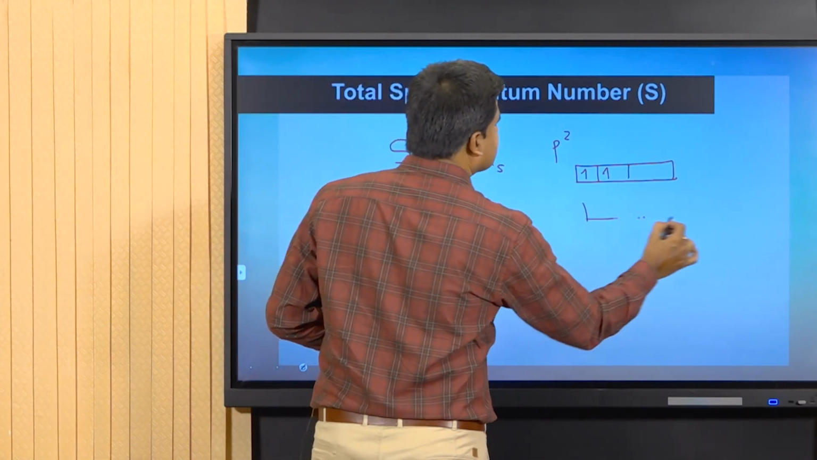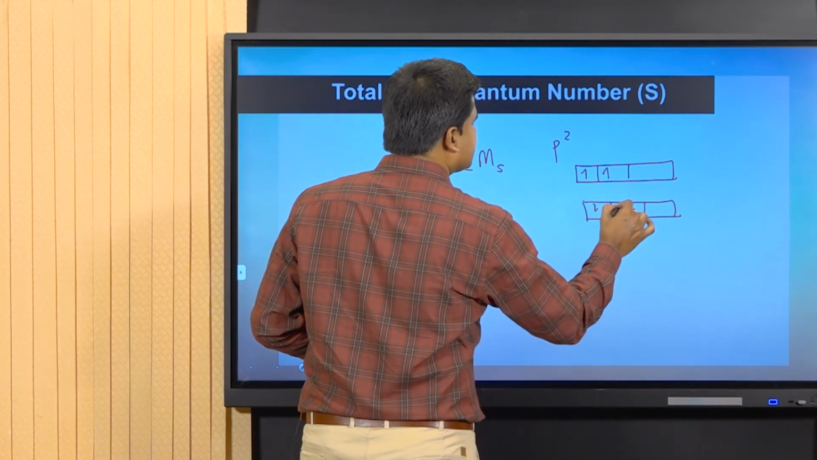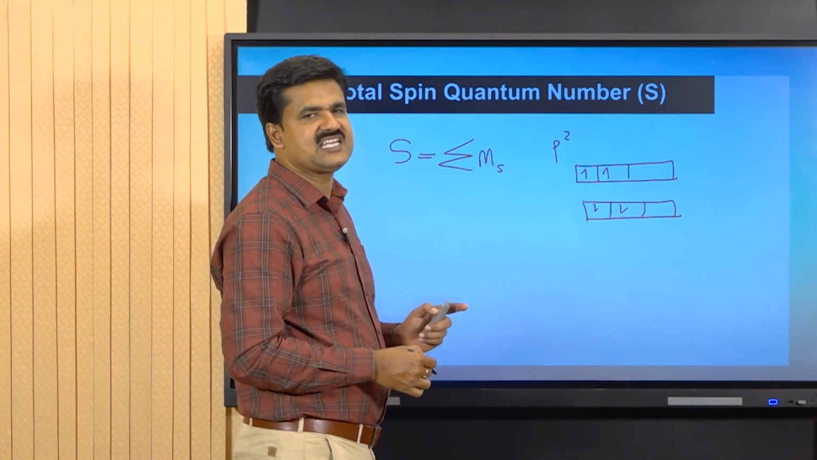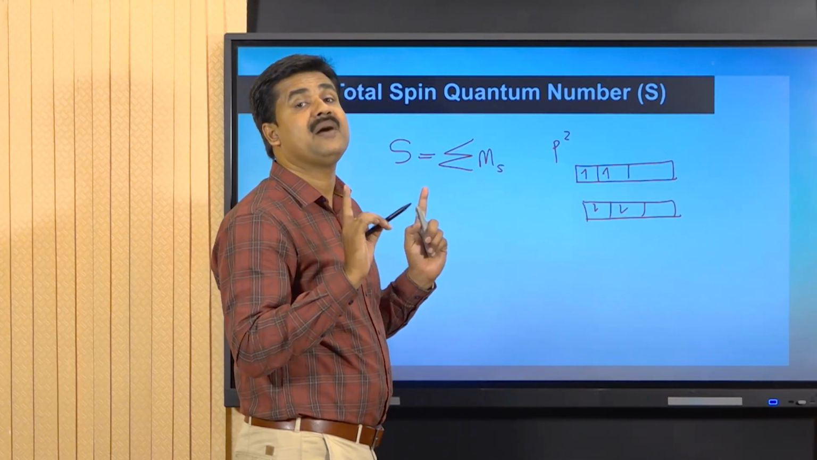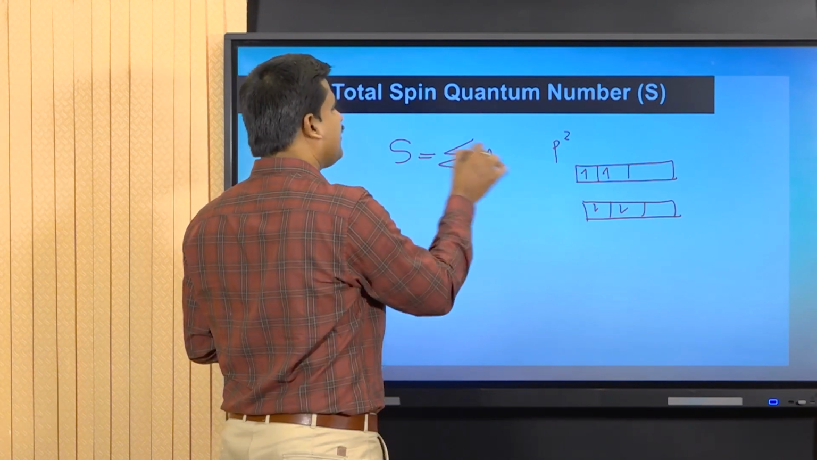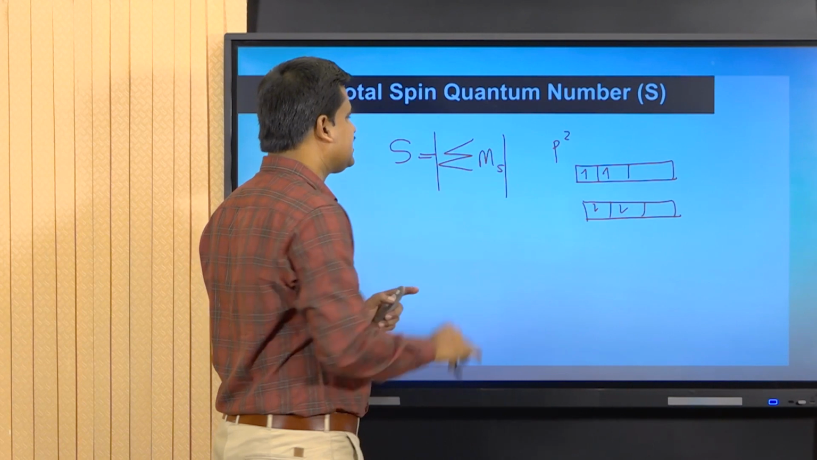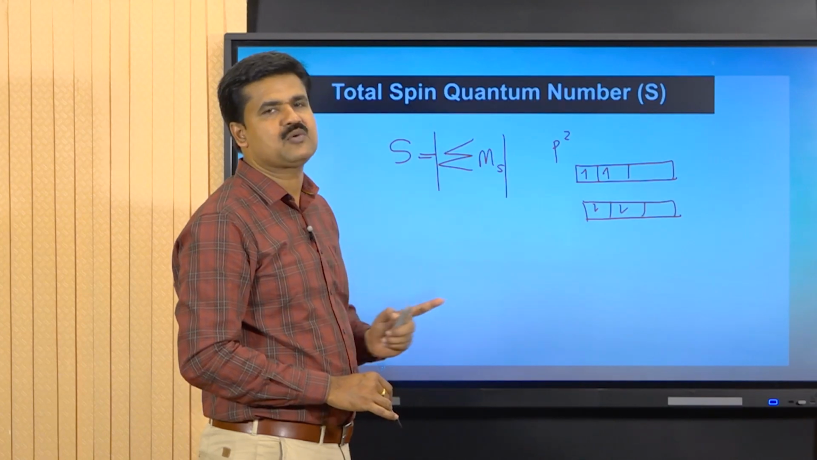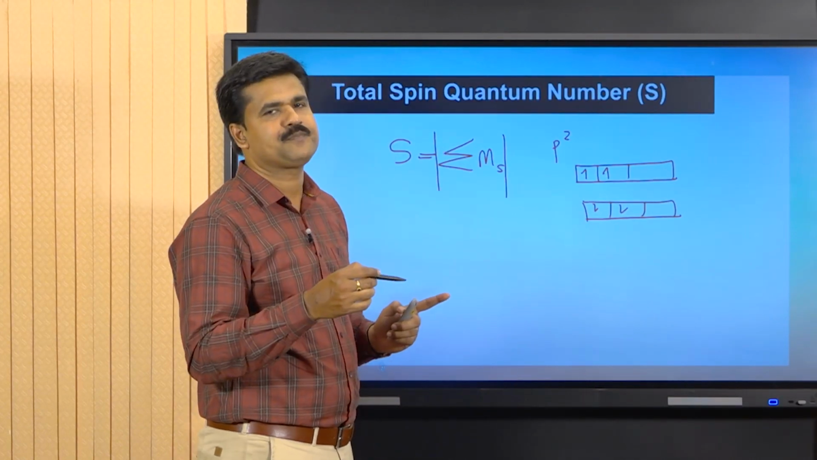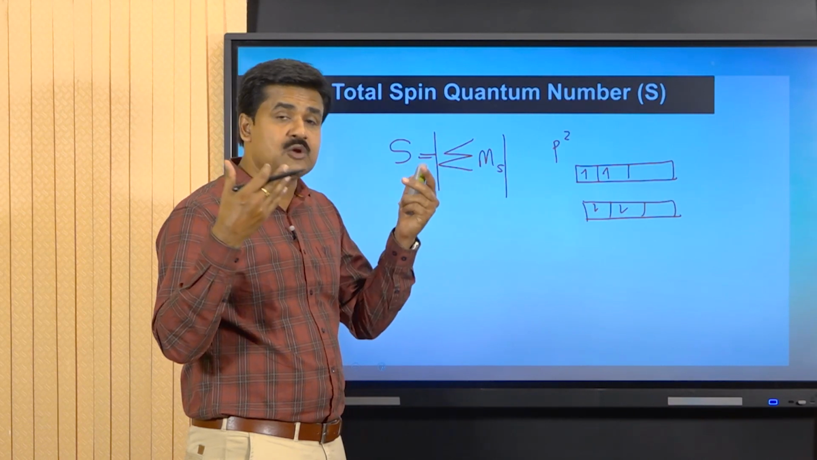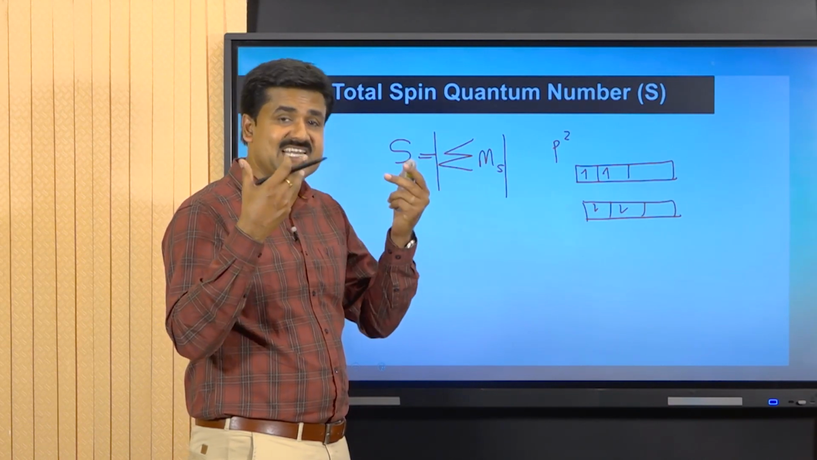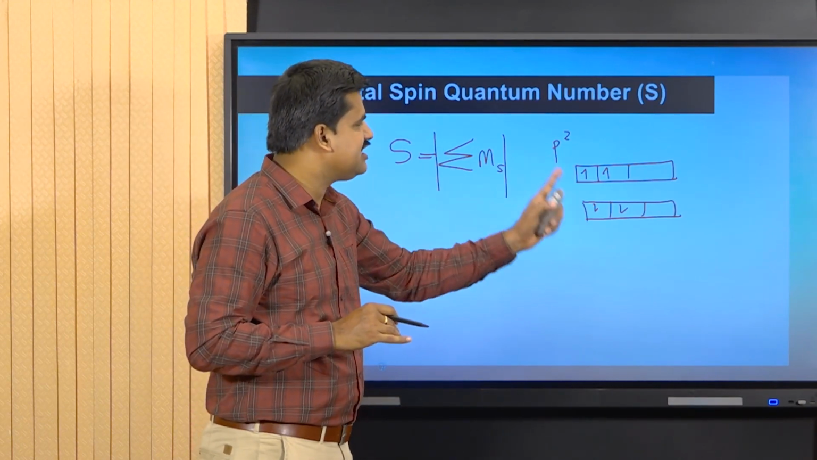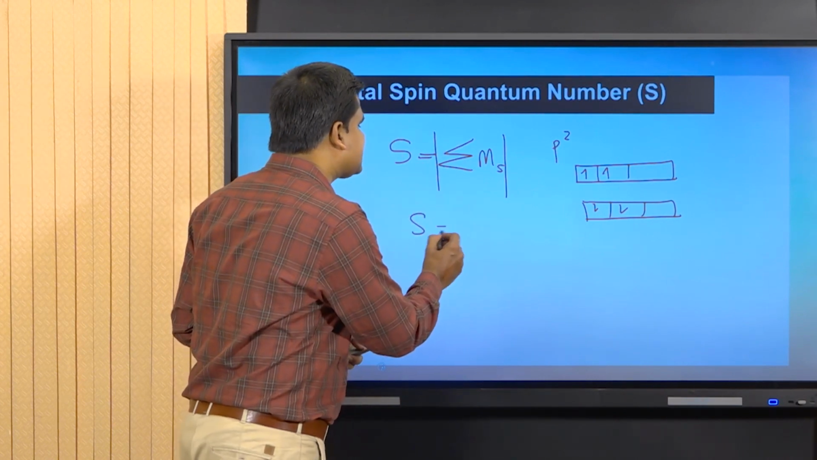If these 2 electrons are in anti-clockwise direction, then this is the arrangement. Here the total spin is equal to minus half plus minus half, that is equal to minus 1. And we are taking only magnitude, not looking into the sign. After taking the summation, we have to take the modulus. So, total spin quantum number or total spin angular momentum quantum number is obtained by taking the summation of the spin quantum numbers of the unpaired electrons present in the system and finally taking the modulus. So, for this arrangement and this arrangement, we are getting the value of S equal to 1.